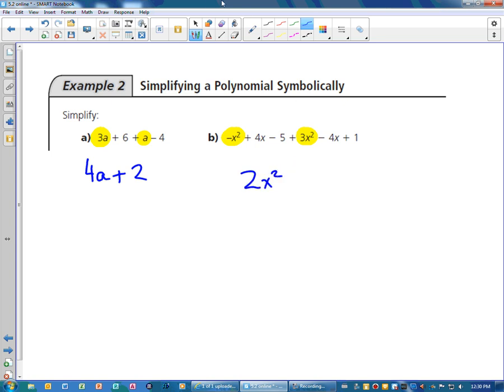Okay, next. So this is when you could maybe get out a different color highlighter. Now I'm going to group the x's. So this x can be grouped with this x. Okay, so I have 4x and I have negative 4x. They actually add to 0. So I'm not going to write anything. I wouldn't write 0x. Last is negative 5 and the 1. Negative 5 and 1 is negative 4.